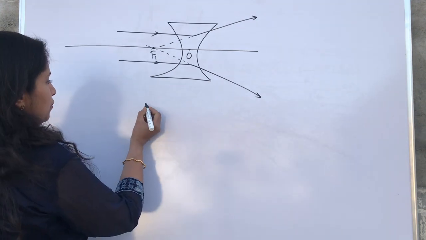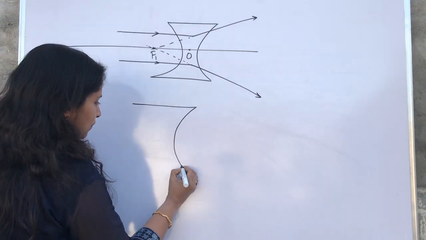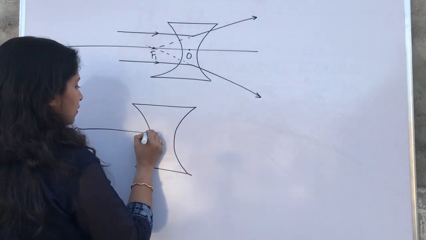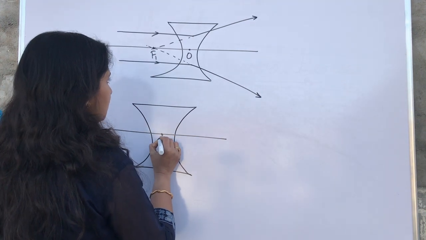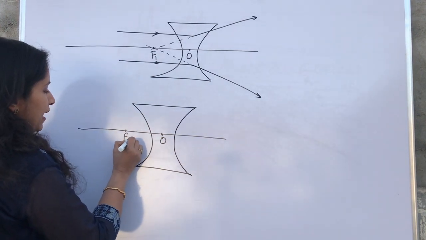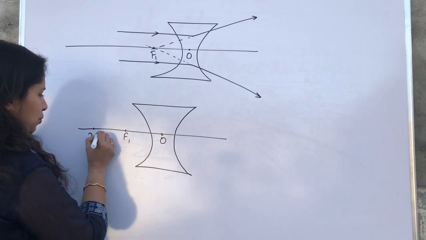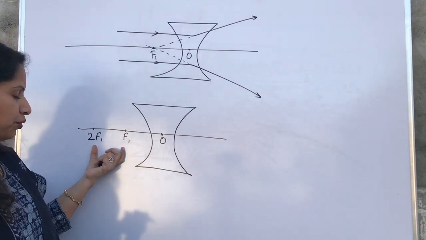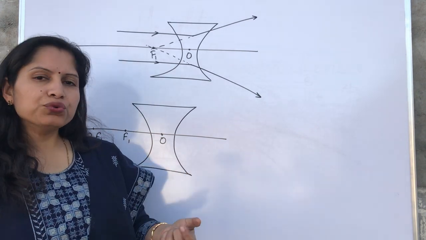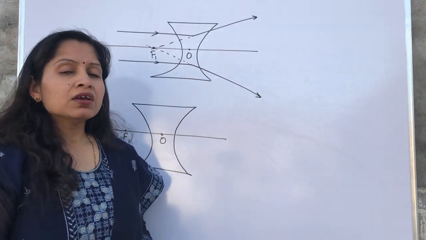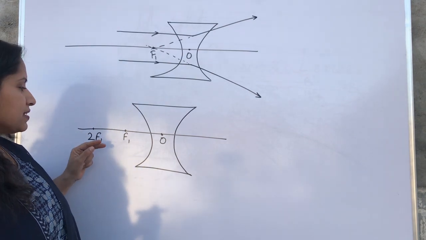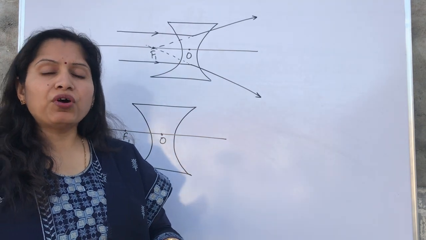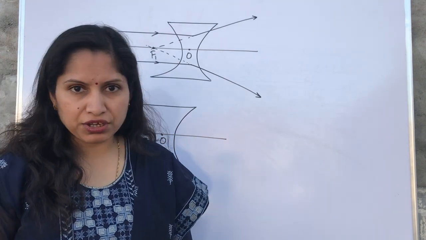In the second condition, we are going to place the object anywhere other than infinity. We are not going to place it at infinity. We are going to place it somewhere that is not at infinity. You can place it anywhere. You can place it beyond 2f1. You can place it between f1 and 2f1. The examiner will confuse you by these things. I can ask you that the object is placed at 2f1, so where is the image formed? The object is placed at f1 using a concave lens. Where is the image formed?